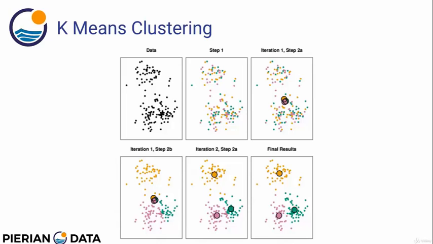In the bottom left, in step 2b, each observation is assigned to the nearest centroid. In the bottom center, step 2a is once again performed, and you can see that we've led to new cluster centroids. And we basically keep repeating these steps until there are no new clusters, meaning data points aren't being reassigned to a new cluster centroid. At the bottom right, we have the results obtained after about 10 iterations.